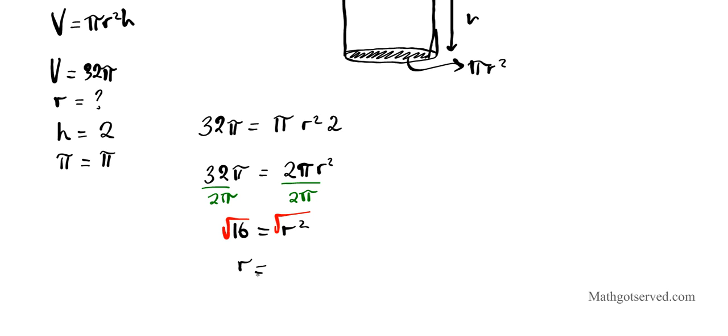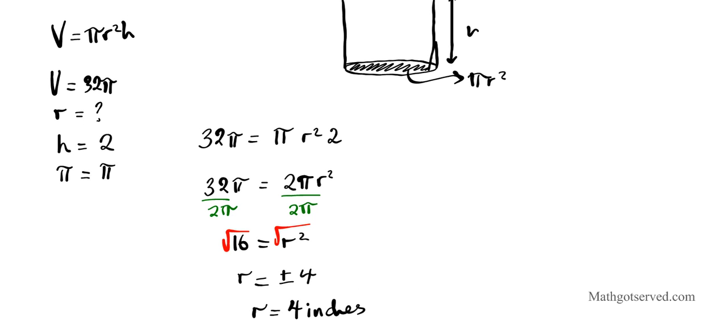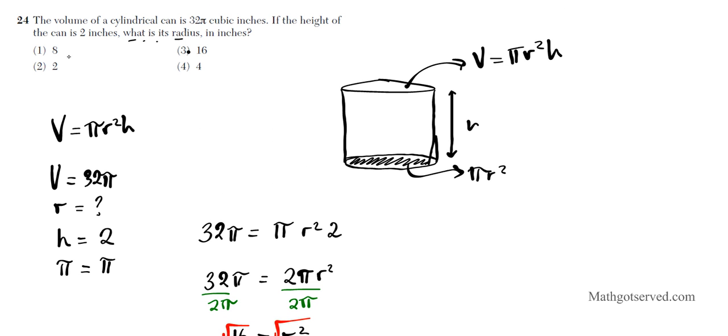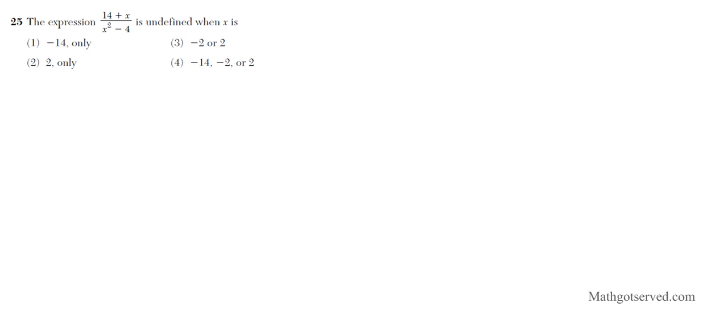Anytime you take the square root of a square, you have plus or minus. So r equals plus or minus 4. Okay? But since radius is a length, it's always positive. A length cannot be negative. So r is equal to positive 4 inches. So that is the radius of the cylindrical can with a volume of 32 pi and a height of 2 inches. Okay? So the answer is option number 4. All right, moving along to the last one.